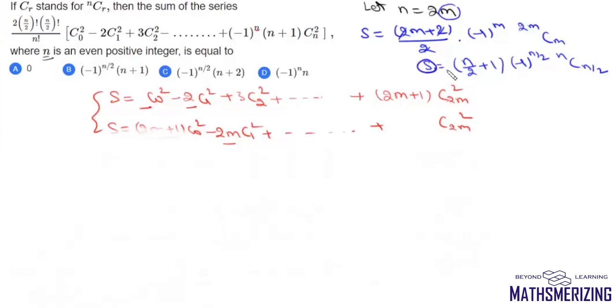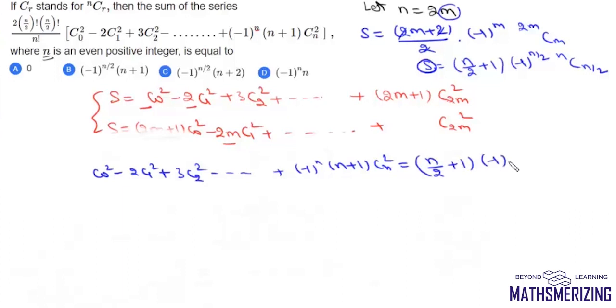So now this sum is s, so we can write c0 square minus 2c1 square plus 3c2 square and plus minus 1 to the power n plus 1 cn square as n plus 2 plus 1 and minus 1 to the power n by 2, and ncn by 2 I'll write it as factorial n by 2 and factorial n by 2.